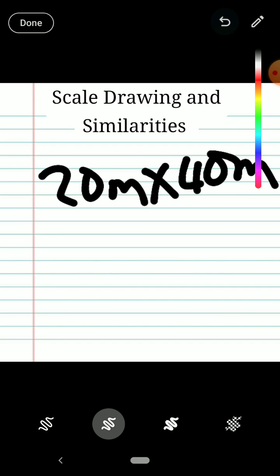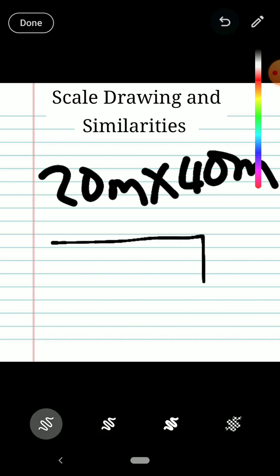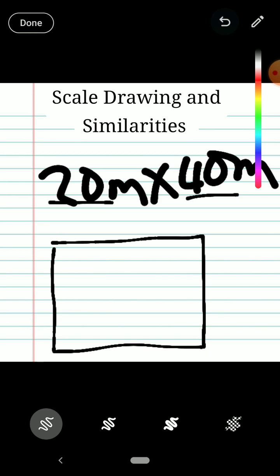Then you go there, you want to draw that plot so that at some point you don't find yourself arguing with someone. So you have this piece of paper in a book. How are you going to draw 20 meters and 40 meters? How are you going to draw it? Because 20 meters can't fit here. Meters, it's a longer distance.